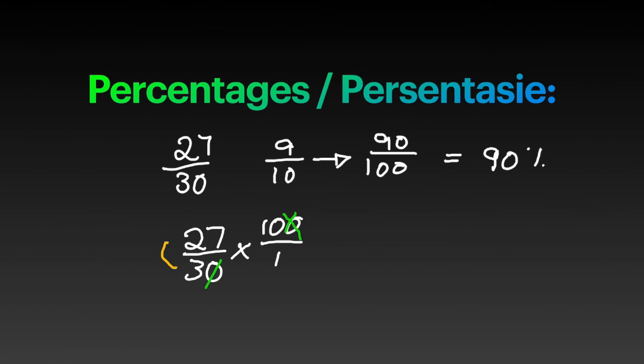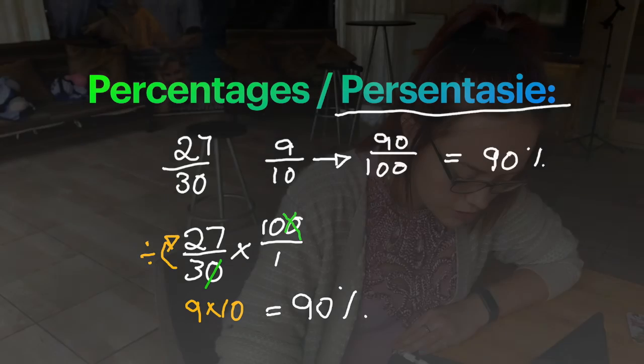Now we're going to divide up like that. 3 divides into 27 9 times. 9 times 10 gives me 90. What was I working out? Percentage. Bob's your uncle. Fish paste.